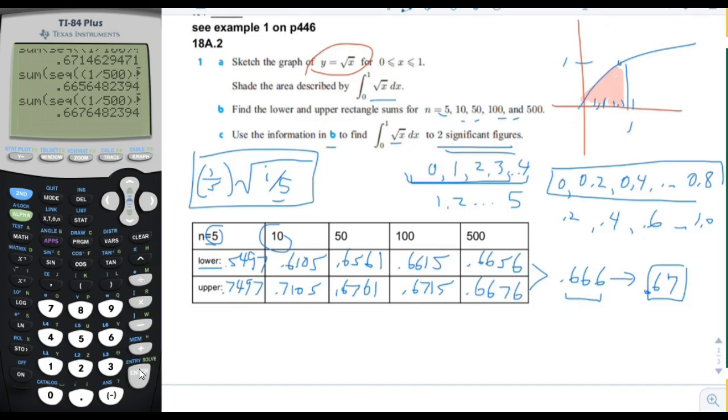Okay? And then for the upper values, instead we're going to count from 1 through 5, because what we want is to count 0.2, 0.4, etc., all the way to 1.0. Not from 0 to 0.8, we want to count from 0.2 to 1.0. So every time you increase the n's, you need to adjust the counters also.